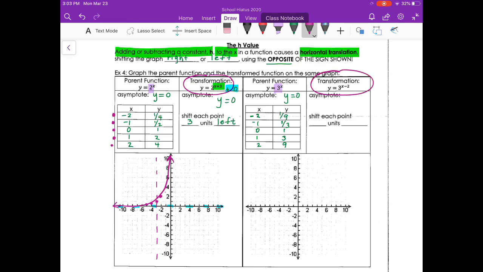Our transformed function has a 2 with the x in the exponent position. The asymptote will still be y equals 0, but this will shift the entire graph 2 units to the right. I'll draw my asymptote and my vertical shift line at x = +2. Next, I'll plot the pattern for the parent function, but starting at the intersection of my vertical shift line and my asymptote. So (-2, 1/9), (-1, 1/3), (0, 1), (1, 3), and (2, 9).